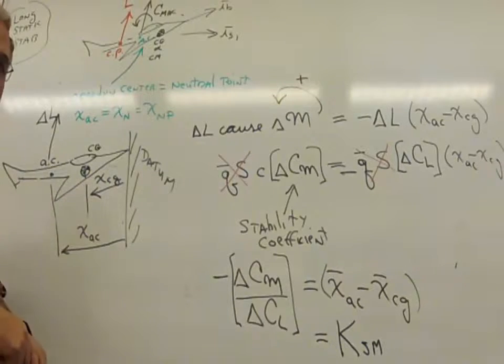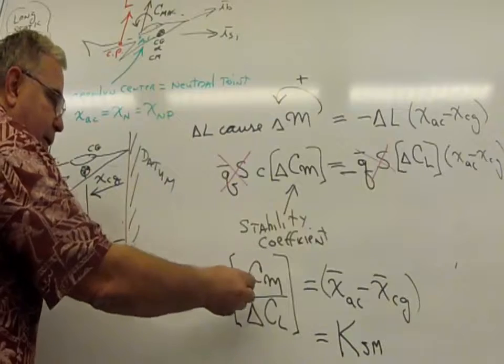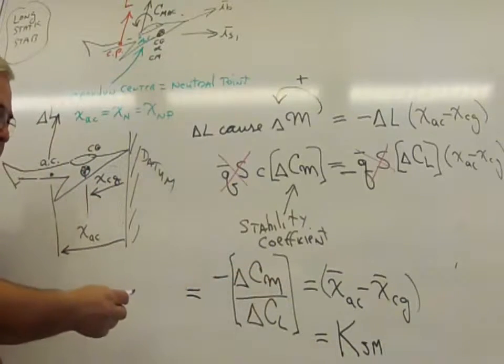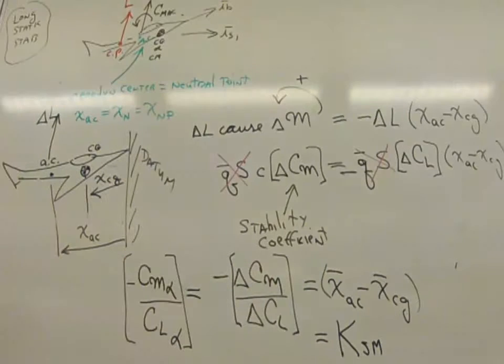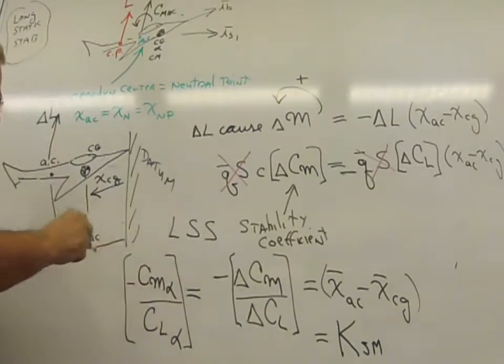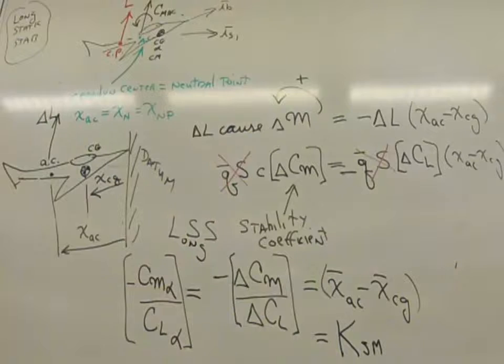Well, is there an easier way to look at this? Yeah, I can divide both of these by delta alpha. And if I divide both of these by delta alpha, then that'll give me minus, and this is the fundamental equation of longitudinal static stability. Longitudinal static stability is that equation.